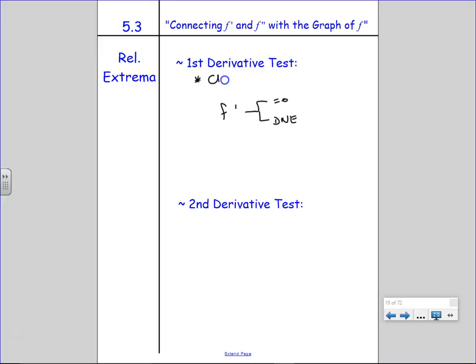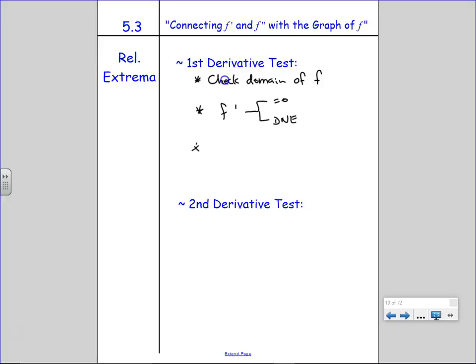You can check the domain. They just need to see you setting the derivative equal to 0, equal to DNE, and then showing what results. So you don't have to use a pitchfork, but you do have to show that you are finding zeros and DNEs.